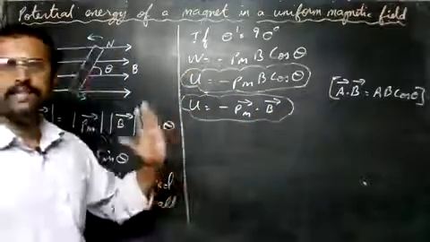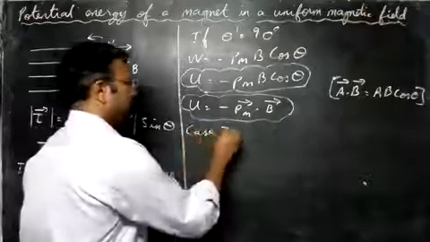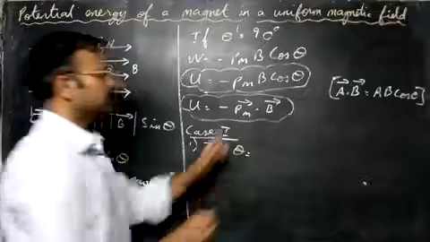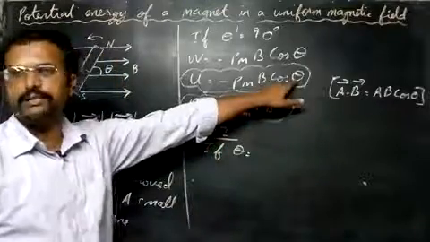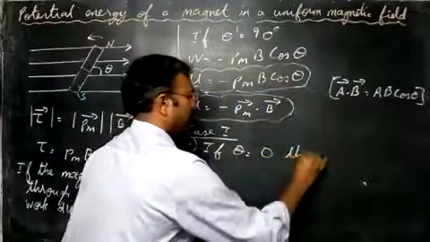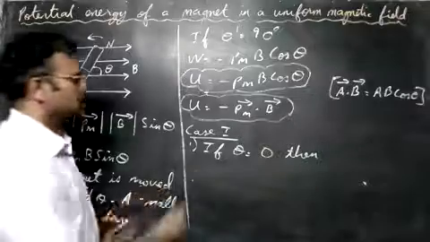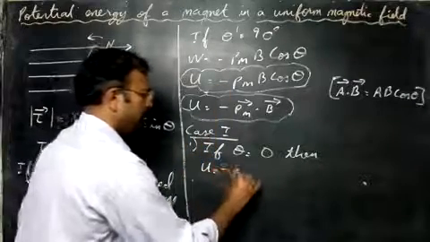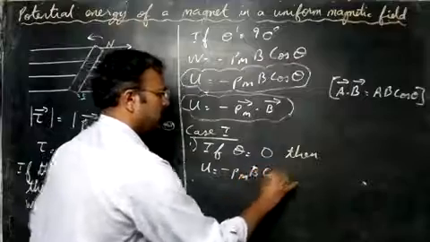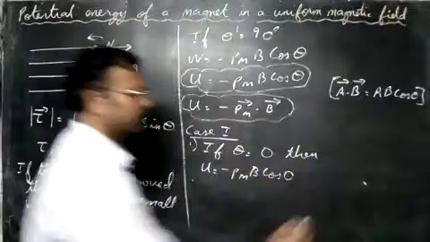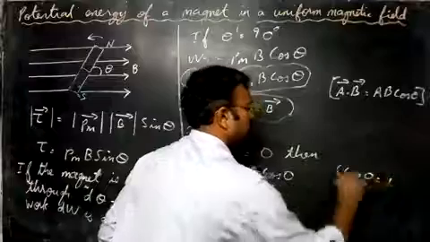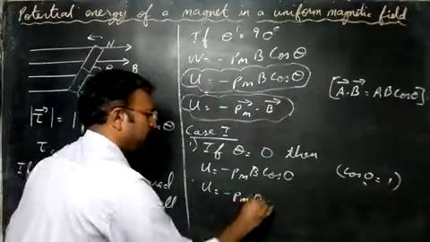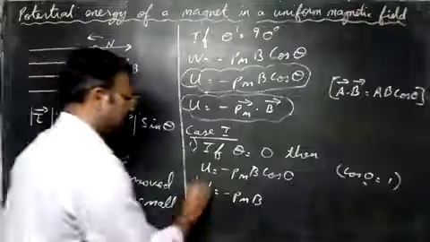Next, we'll see the special cases. Case 1: theta is equal to 0 degrees. Then the potential energy is equal to minus Pm B cos 0. The value of cos 0 is 1, so U is equal to minus Pm B. So this is one special case.